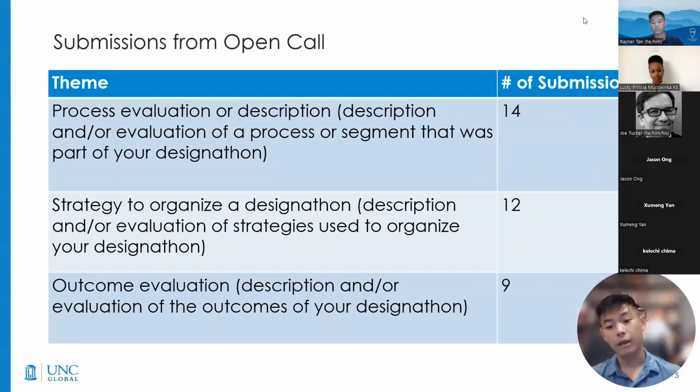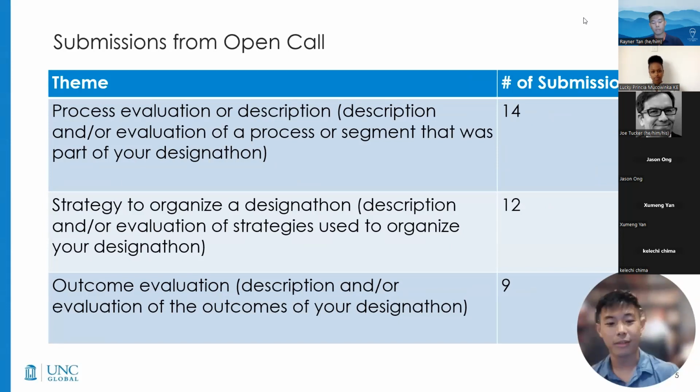So the open call, we encourage folks to submit to 3 different categories or themes. The first one, we were looking at process evaluation or description of a Designathon. So this involved having descriptions or an evaluation of a process or segment that was part of a Designathon. The second category or theme was a strategy to organize a Designathon. So this would be descriptions and/or evaluations of a particular strategy used to organize your Designathon.